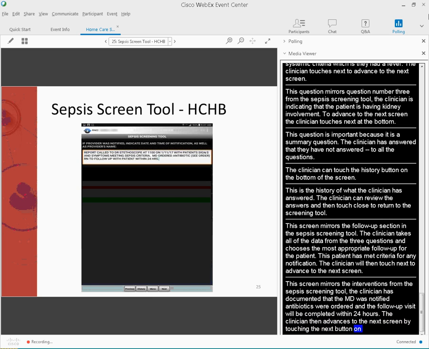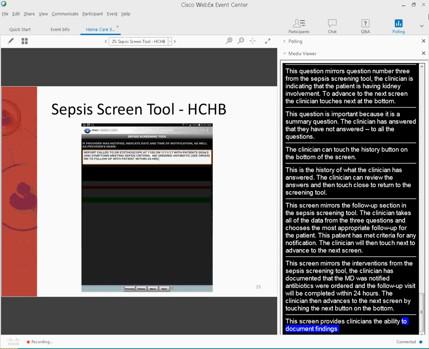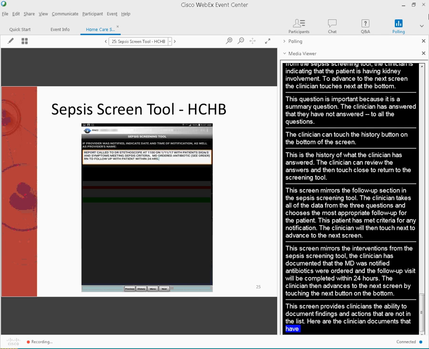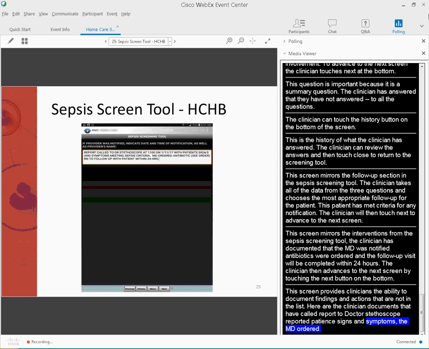This screen provides clinicians the ability to document findings and actions that are not in the list. Here the clinician documents that they have called and reported to Dr. Stethoscope the patient's signs and symptoms, the MD ordered antibiotic therapy, and a follow-up nursing visit within 24 hours.